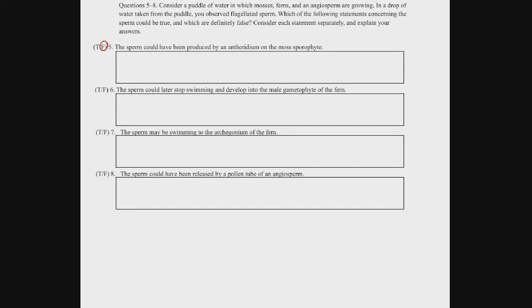6. The sperm could later stop swimming and develop into the male gametophyte of the fern. Also false. The male gametophyte is formed right after the germination of a spore. So that male gametophyte produces the male gamete or sperm. So the sperm can't just decide to stop swimming and produce it. It's only formed after germination.